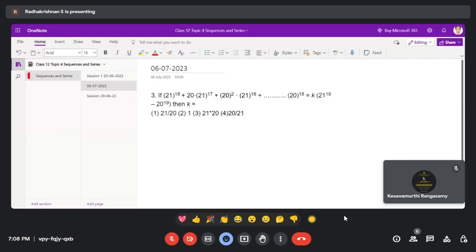There are series which are combinations of both, which we call arithmetico-geometric series. Those are also part of your syllabus, and we have done some problems on that also. But this particular problem is only on GP. So can you identify what the common ratio R is here?